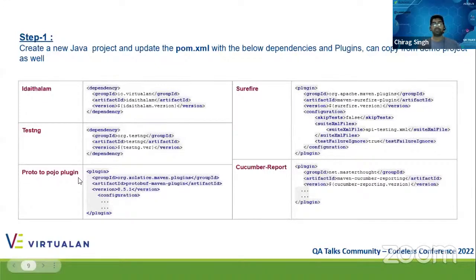This is a proto to POJO plugin. If your message type is protobuf, you can use this plugin. If your message type is JSON, you do not need this plugin. Next is the Surefire plugin. To run any TestNG XML file, you have to integrate this plugin in pom.xml. And this is a Cucumber report plugin, by using which the Cucumber report is generated by this framework.